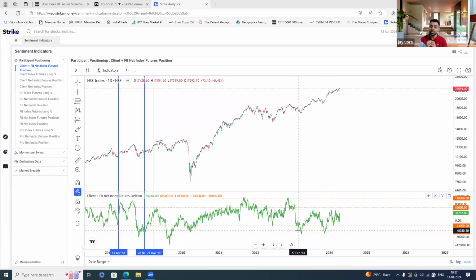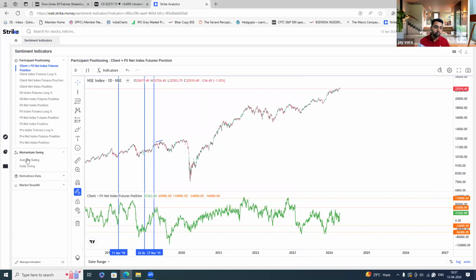Okay. Now there can be some lead lag or divergence that you can see, but broadly it will tell you about the trend, what can happen in the forthcoming days and weeks. So, that will help you to position yourself accordingly.